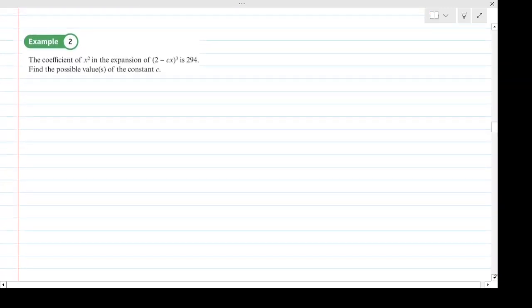Okay, we're told now the coefficient of x squared in the expansion of (2 minus cx) cubed. Obviously c is just a number, it's a constant. The coefficient of x squared here is 294. Find the possible values of c. So this is kind of a bit more problem solving. We need to be a bit more mindful about our expansion, because this time it's not telling you to do the full expansion. It's only looking for a particular term, a particular coefficient of x squared, right? So we don't need to do the full thing. You could do the full thing, but we can be a bit clever and save some time here.